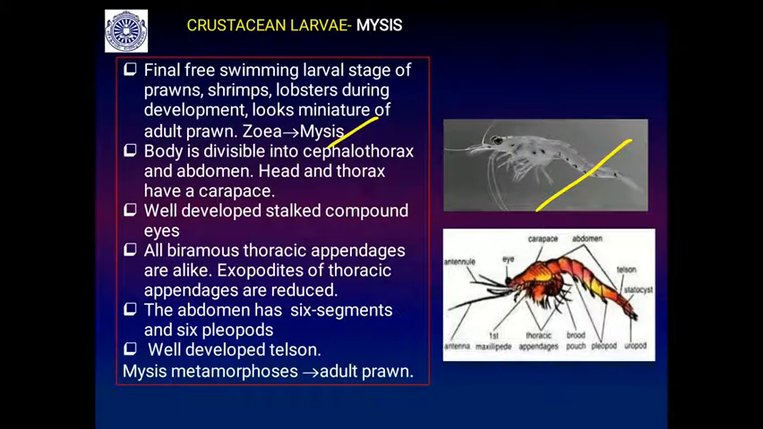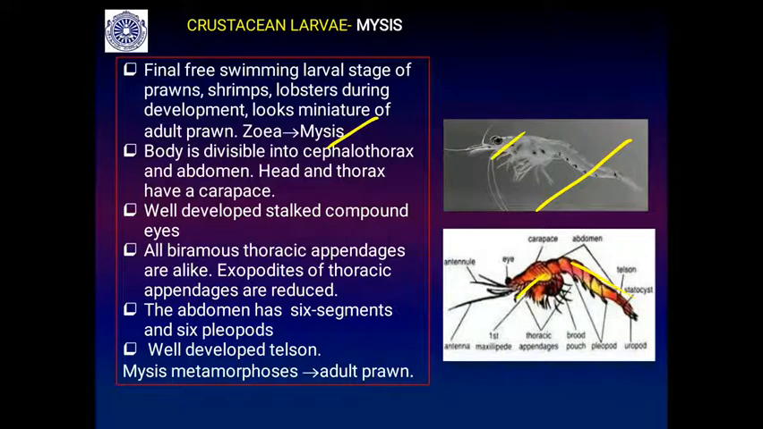It has a structure similar to the prawn, but this is the larva. Remember, this is a tiny microscopic larva. This is not a prawn, but the larva of many crustaceans: shrimps, lobsters, prawns, and others. It has a cephalothorax and abdomen, and you will see the well developed stalked eyes. They have typical prawn like structures.